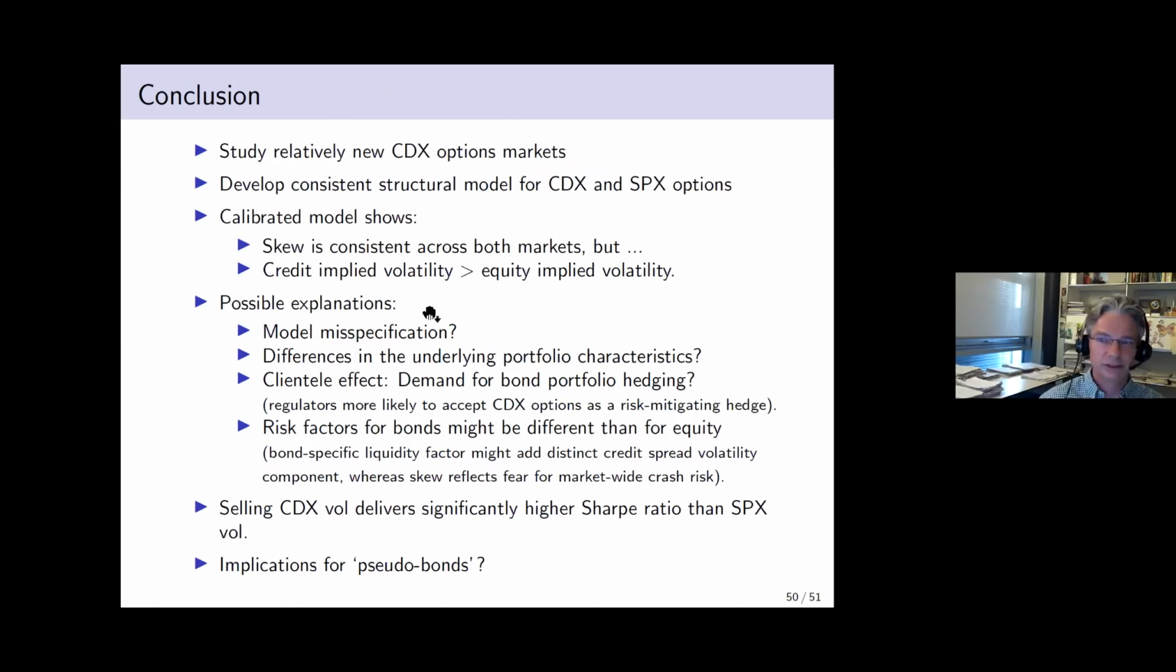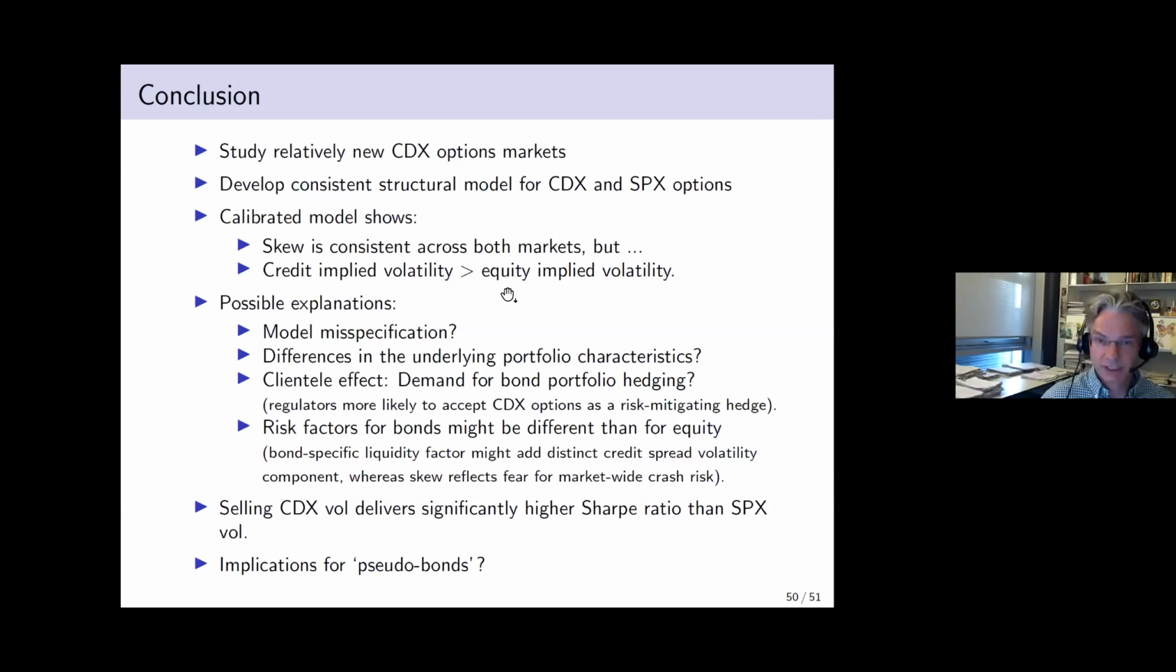In conclusion, I tried to give you some sense of trading in this new credit default swaption market. We try to develop a model that's consistent to price both the credit default swaptions and the SPX options. That was useful because these two markets are quoted in terms of different models and in terms of volatilities of different underlyings. So looking at it through the lens of a structural model is helpful because we can actually get readily comparable implied asset volatilities.